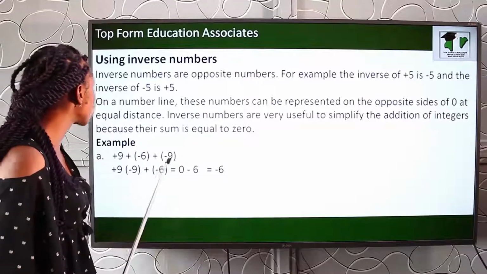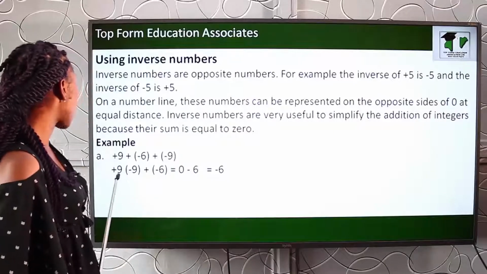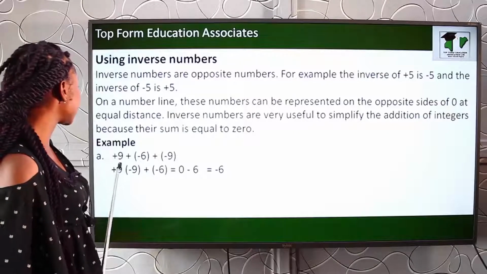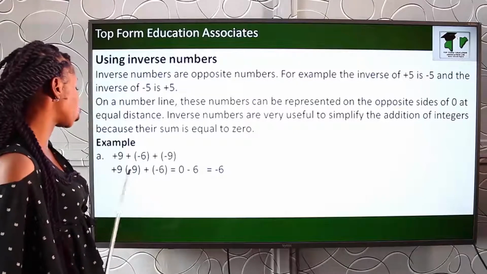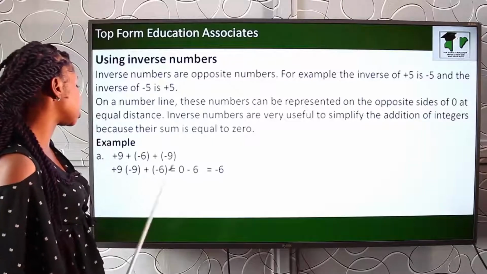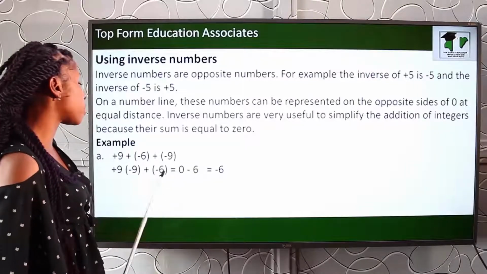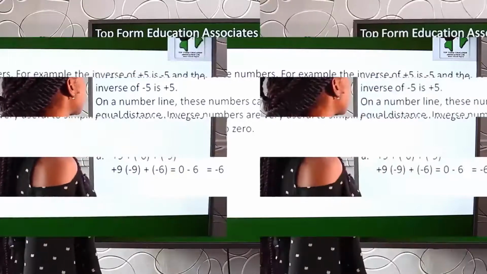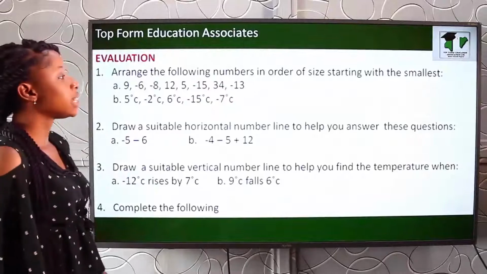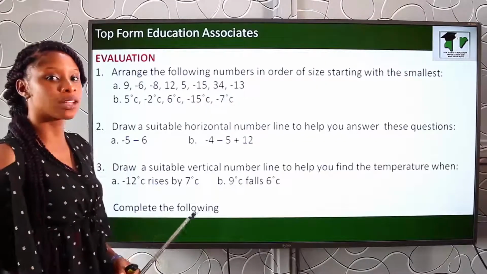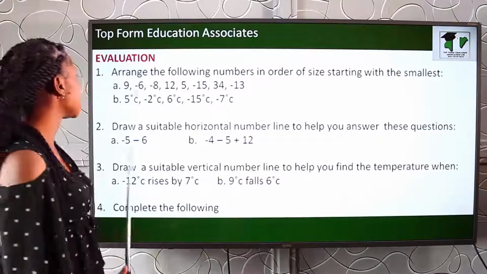Okay, if you rearrange this question, you will see that we have some inverse numbers here. Plus 9 and minus 9 are inverse to each other, and they yield 0. Plus 9 minus 9 is 0. So 0 minus 6 is minus 6. Easy as that. Now, let's take some evaluation to see if we've been following all that we have studied today.